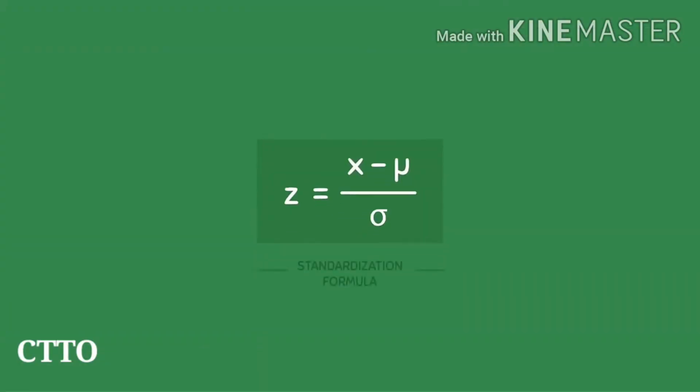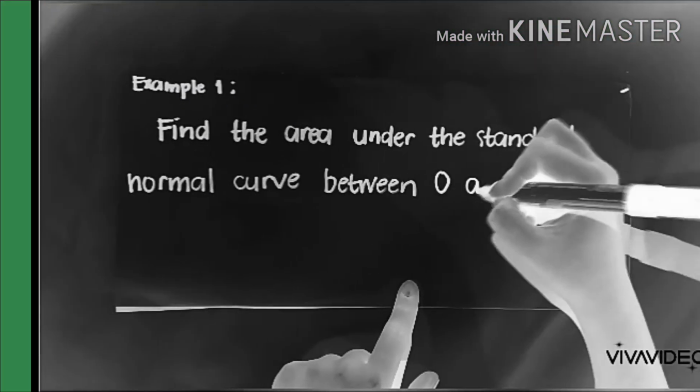Standardization involves using this formula. This formula says that the z-score is equal to an observation x minus the population mean mu, divided by the population standard deviation sigma.